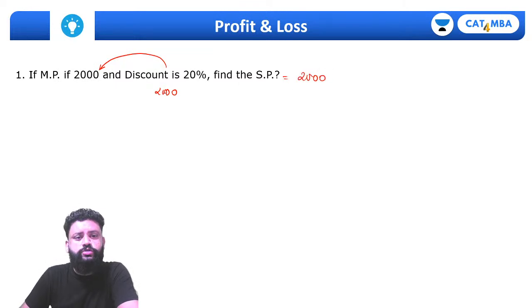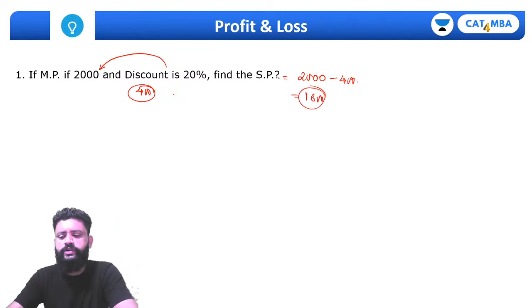Oh, sorry, it was 2000. I'm sorry. 20% of 2000. Really sorry. 20% of 2000 is going to be 400. So there is a discount of 400. So 2000 minus 400, that comes out to be 1600. I'm quite sure all of you know this.